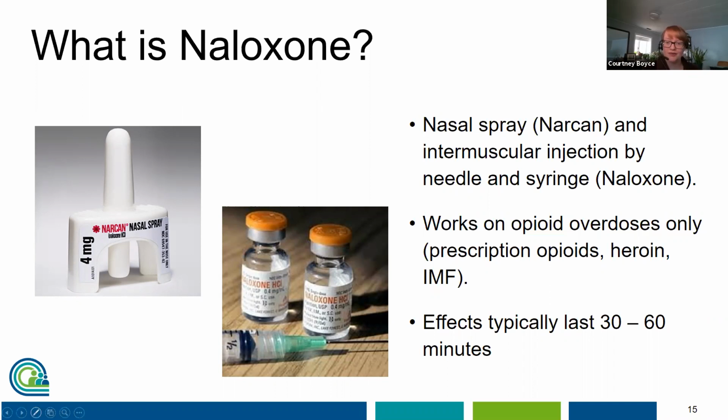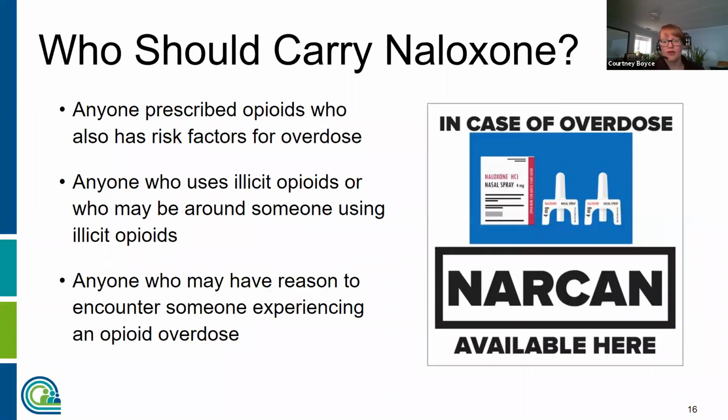So who should carry it? You. Anywhere that people live, work, and play, naloxone needs to be available. For the high-risk categories, that's people who have risk factors for overdose, and there are a lot of overdose risk factors. And anyone who uses illicit opioids or could be around someone who's experiencing an opioid overdose. And that's most people that work in healthcare. That's people who work in mental health, behavioral health, substance use treatment services, customer service, faith-based communities, and a lot of different sectors. So when we have that widespread access to naloxone, we can respond to an overdose if and when it should occur.